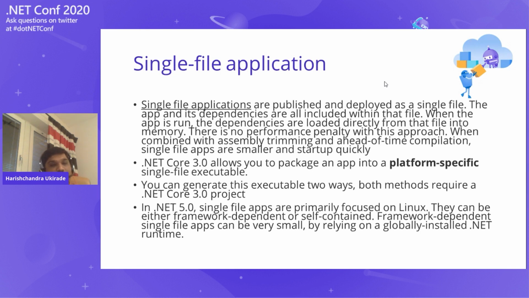When the app is run, the dependencies are loaded directly from that file into memory. So there is no performance penalty with this approach when combined with assembly trimming and ahead of time compilation. Single file apps are smaller and start up quickly. So I touched base here on two different aspects: one is the trimming part, and the other is ahead of time compilation. If we use both features, it will be a little bit lightweight and will run very quickly. So what is trimming here?